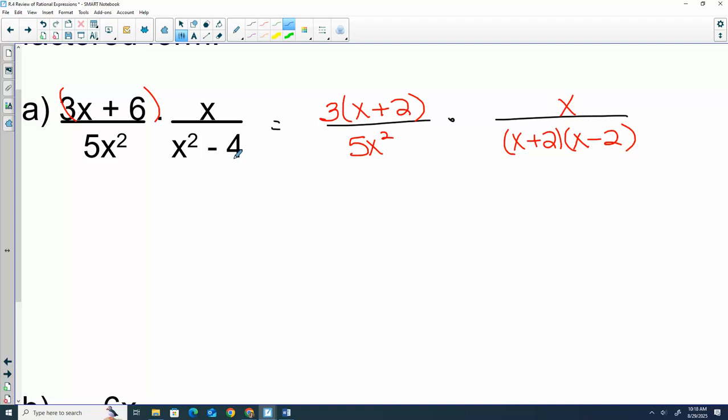What cancels at this point? The x plus 2. Is there anything else? X. We can actually drop out a plain x. You have 1 here and 2 on the bottom, so you take one of them out. So the x on top is gone. There's only 1 left on the bottom. So now we're left with 3 on top. On the bottom we have 5x times x minus 2.